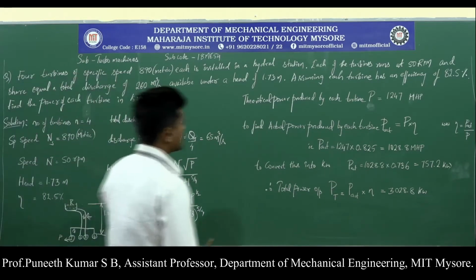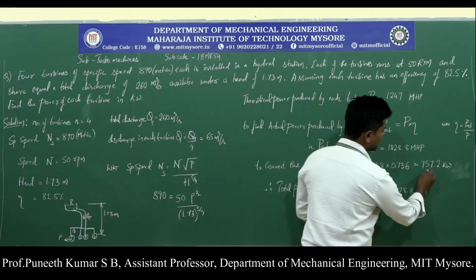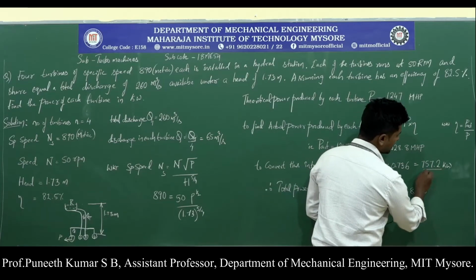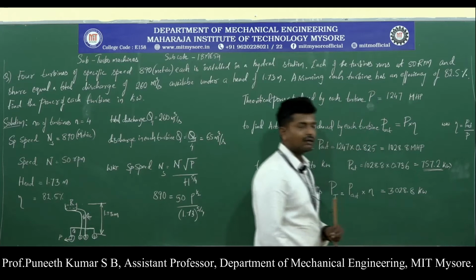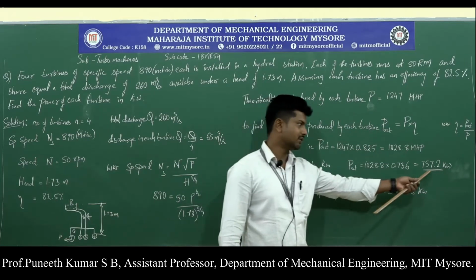Next, this is the solution to the question asked by the author. So, the power produced by each of the turbines in terms of kilowatt. This is the solution.